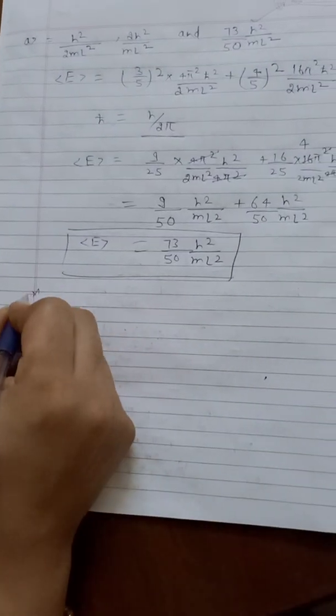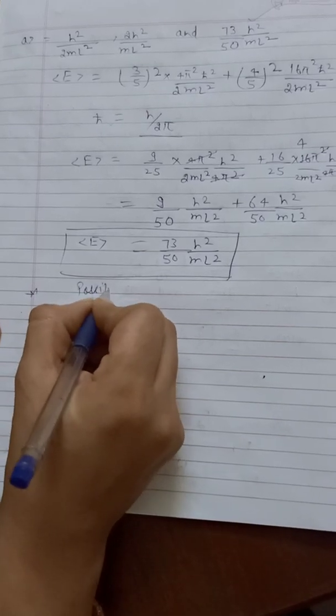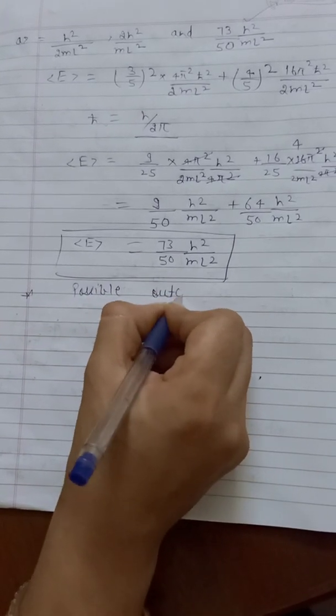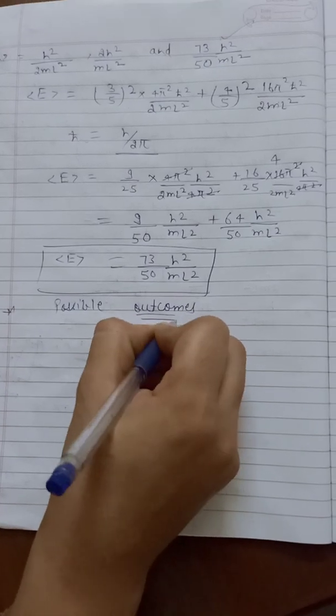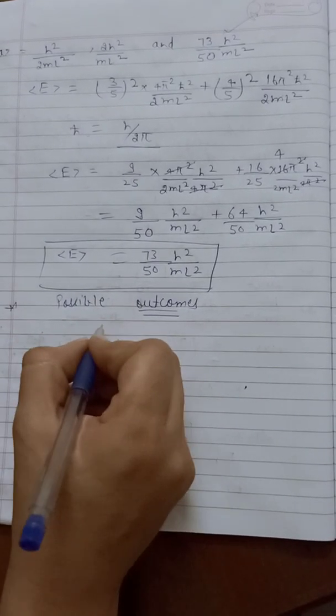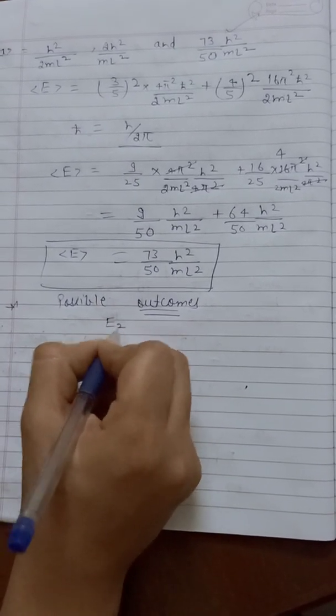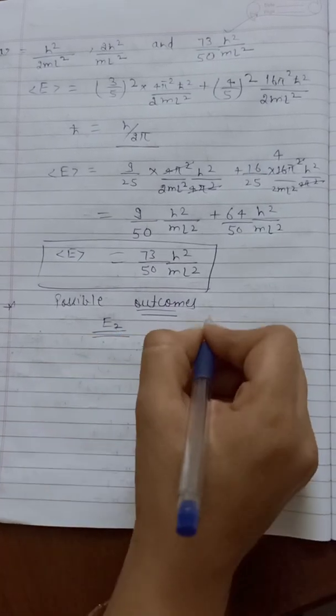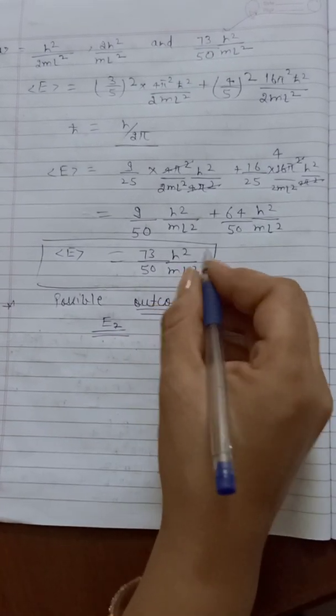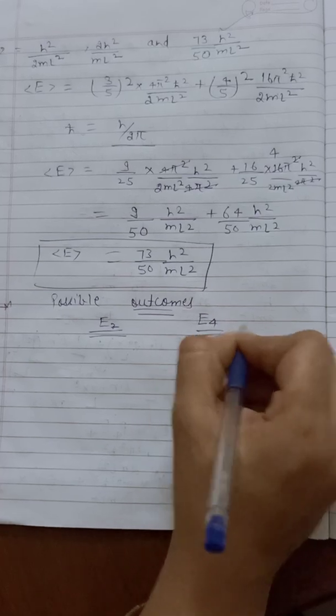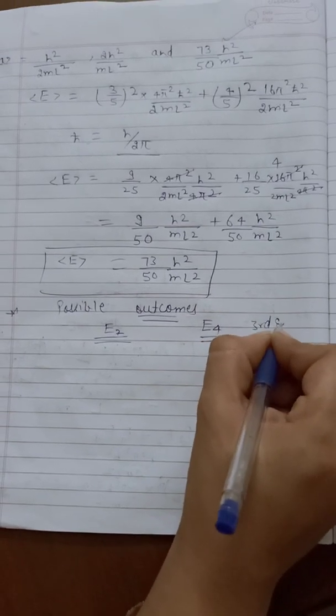Now we have to find out the possible outcomes. Possible outcomes means the possible values of energy corresponding to both states. Means first is E2, the first excited state, and the other is E4, the third excited state.